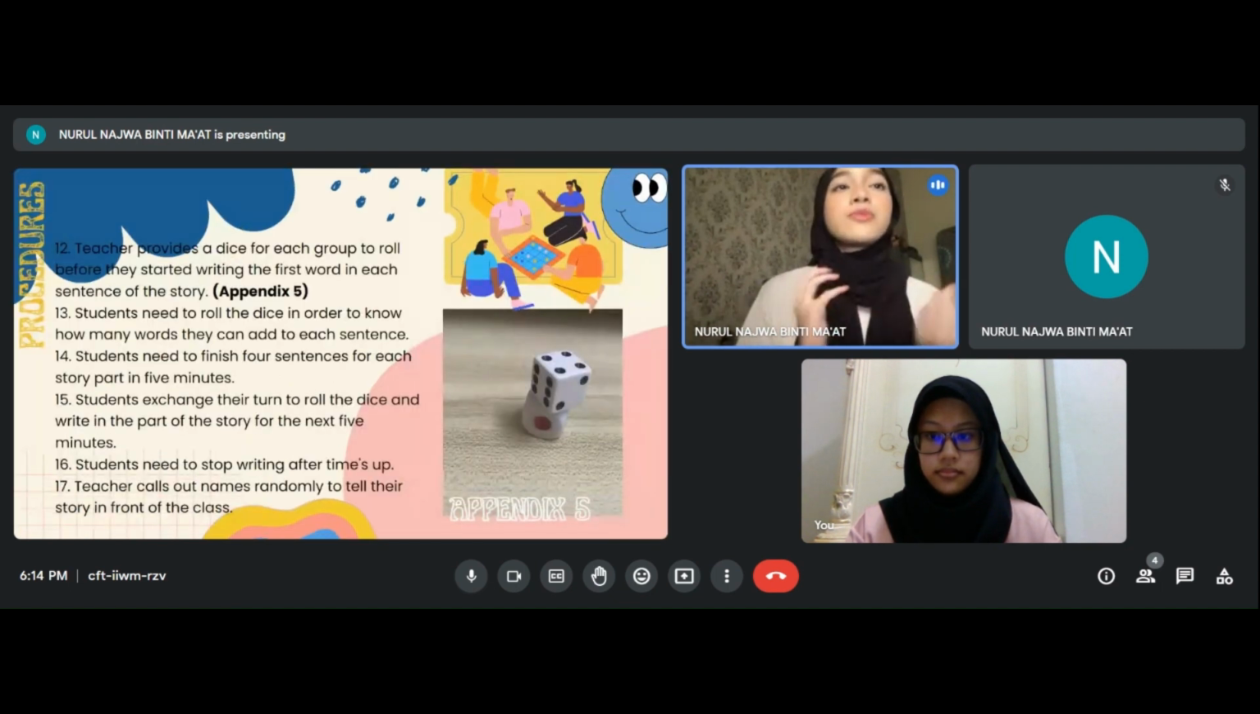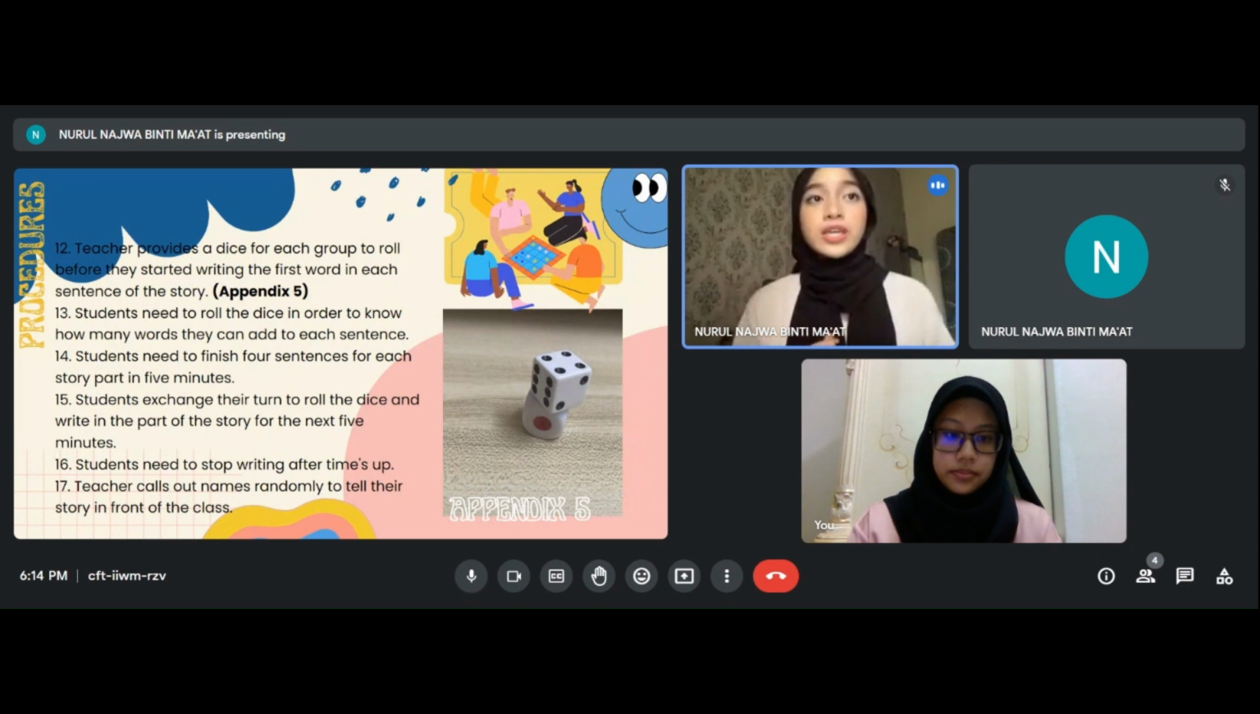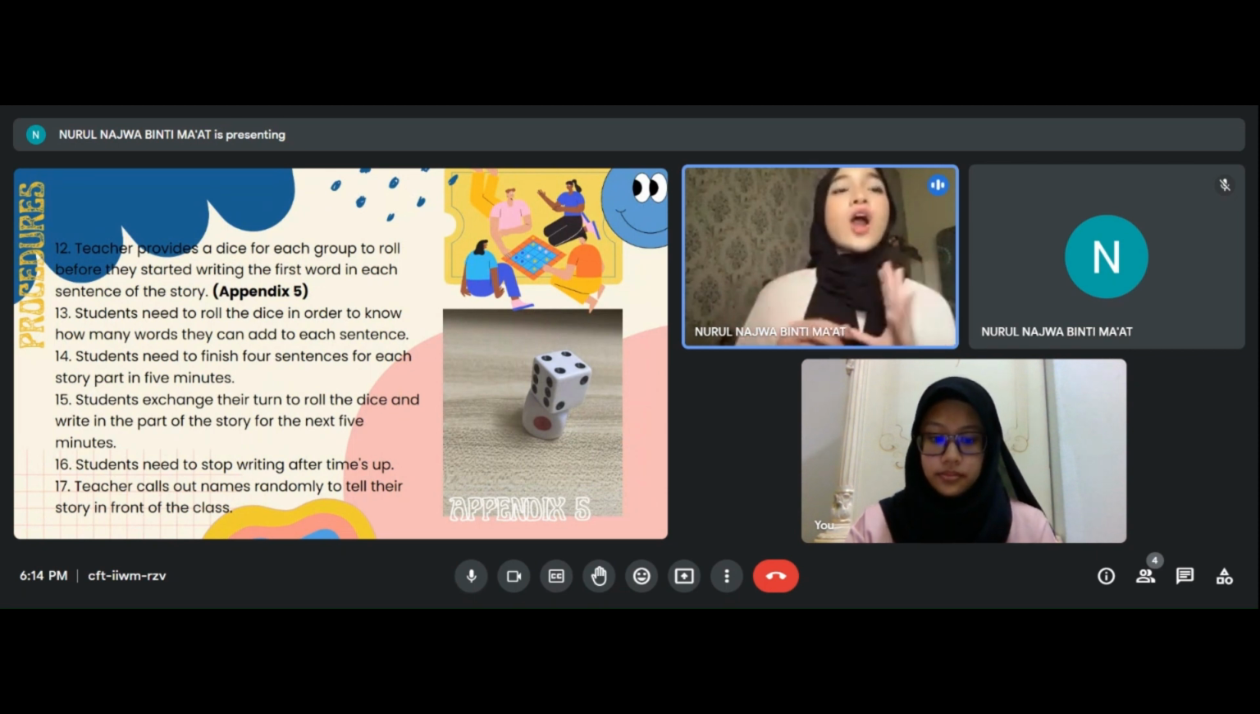Before they write a story, the teacher provides a task for each group to roll the dice before they start writing the first word in each sentence of the story. Students need to roll the dice in order to know how many words they can add to each sentence. Then students need to finish 4 sentences for each story part in 5 minutes. After that, they need to exchange their turn to roll the dice and also exchange their turn in writing the part of the story for the next 5 minutes.